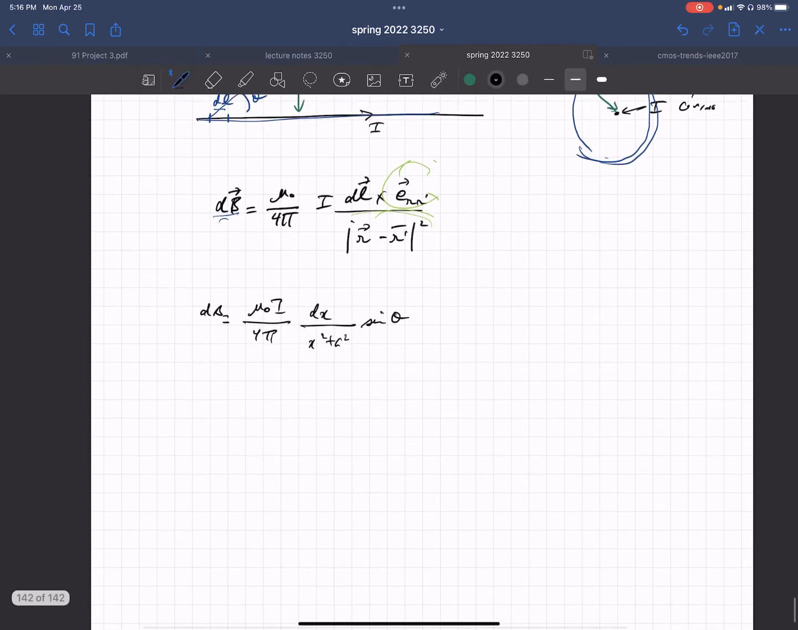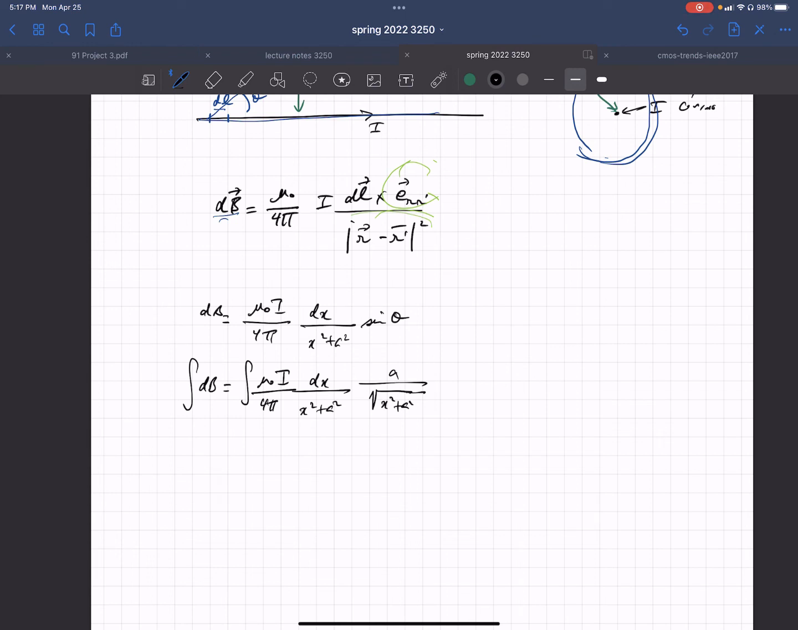Again, I'm not going to go into the details. I think it's just very similar to what we did for the electrostatic case. So mu naught I over 4 pi, the integral of dx over x squared plus a squared, times a over the square root of x squared plus a squared.